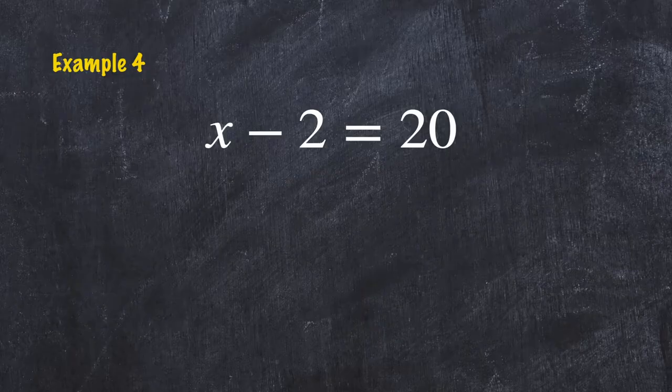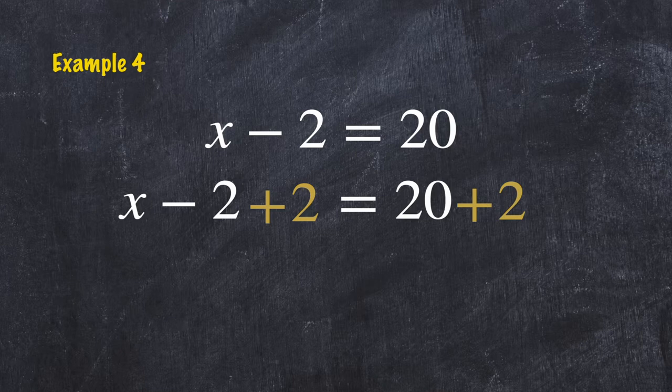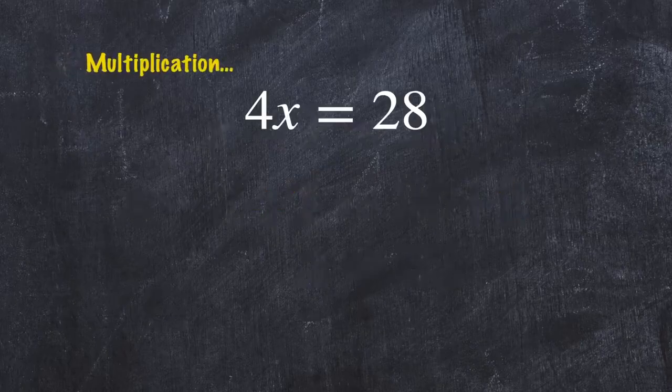It's positive 2. So we add positive 2 to both sides of the equation, and that becomes x minus 2 plus the 2 is equal to 20 plus the 2. Once again, negative 2 plus 2 gives us 0. So we have x is equal to 22. And that is correct. Now, what if the equation is in this format?